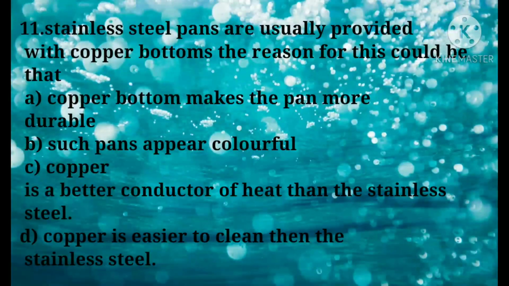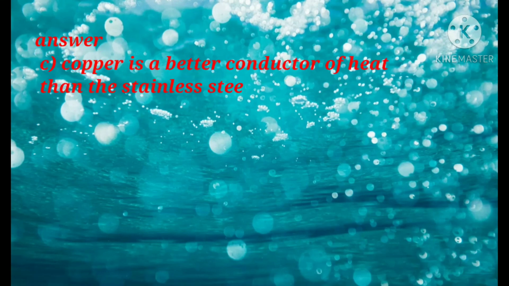Question number 11. Stainless steel pans are usually provided with copper bottoms. The reason for this could be that A. Copper bottom makes the pan more durable, B. Such pans appear colorful, C. Copper is a better conductor of heat than the stainless steel, D. Copper is easier to clean than the stainless steel. Answer C. Copper is a better conductor of heat than the stainless steel.